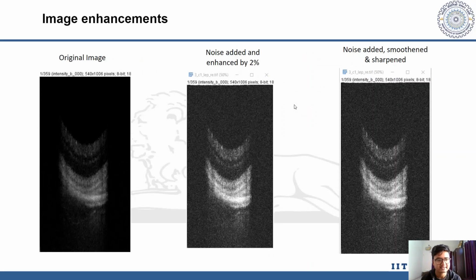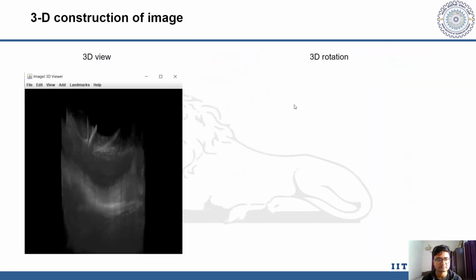Next one, I enhanced the images. This is the original image as we talked about, and in the second image I have added some noise and enhanced by 2%. The original image is enhanced by 0.03 or 0.3%. And the third image is where I have added noise, smoothened, and sharpened the image.